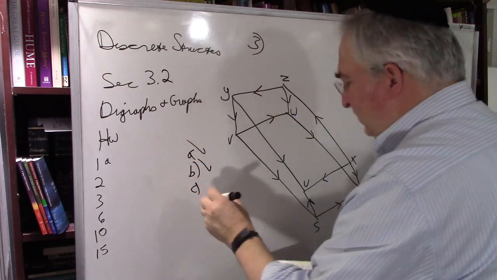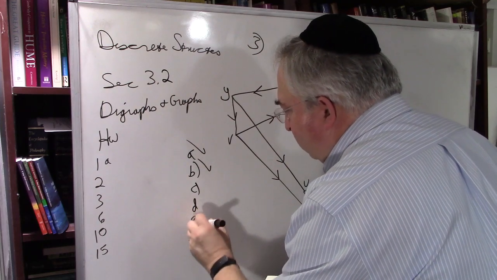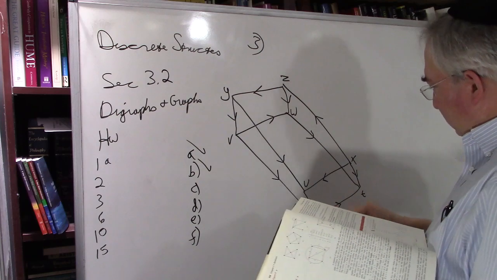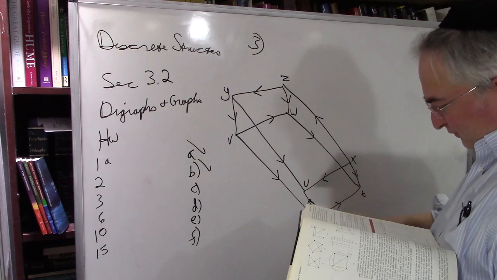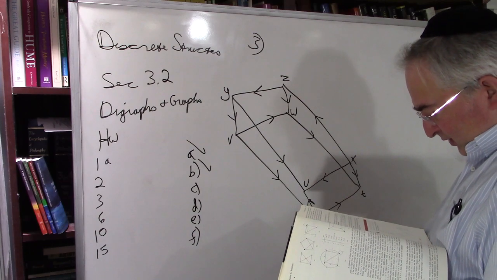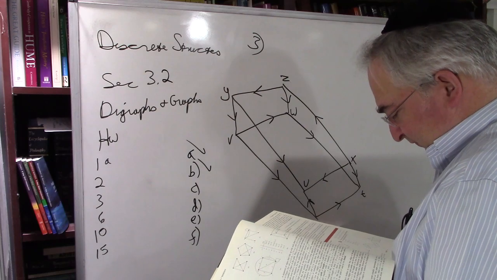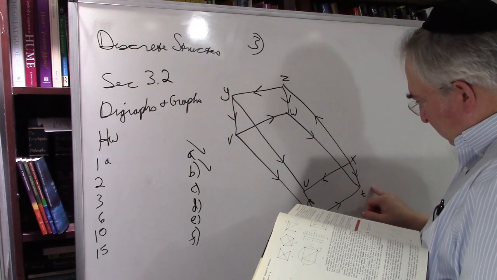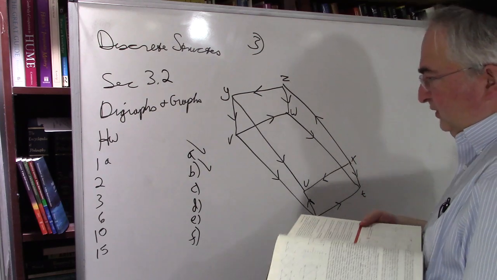Okay, let's look at C. V, S. Nope. It goes up, not down. Oh, sorry, that's my U. Where's V? V, S. That's good. T. Good. X. No, T, X does not go. Okay, so C is no.